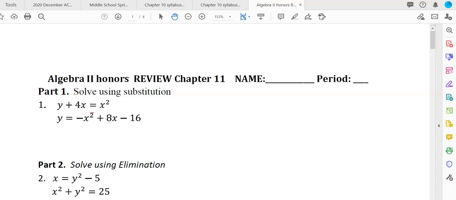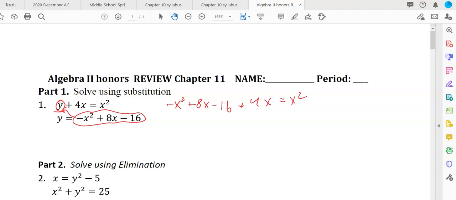Okay, let's use substitution on this one. So we're going to take this and plug it into the other equation for y. So everywhere there's a y, we're going to write it in with parentheses. Of course, it doesn't really matter in this case. It's going to be multiplied. Negative x squared plus 8x minus 16. That's your y plus 4x equals x squared.